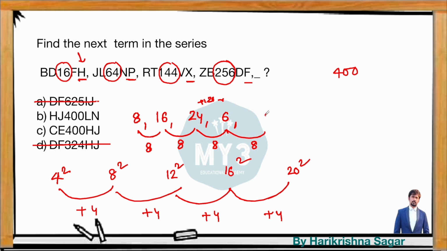6 plus 8 is 14. The 14th alphabet is going to be N. So your answer choice should end with N. So which of the options is ending with N? Only one. Mark the answer as B.